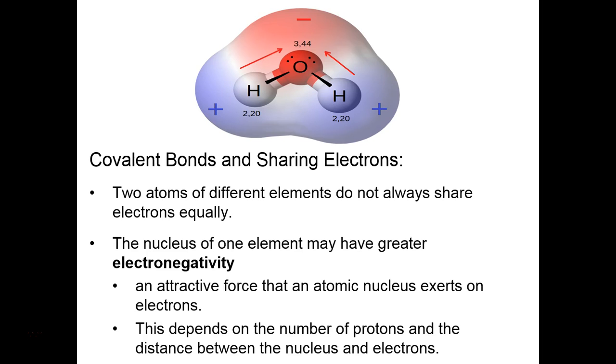When it comes to sharing electrons within covalent bonds, there are 2 different scenarios that can play out. The atoms may share the electrons equally, or not. The nucleus of one element may have a greater electronegativity than the other atom. This is when a nucleus exerts an attractive force on the electrons. This depends on the number of protons and the distance between a nucleus and the electrons. As we said earlier, protons are positive and attract negative electrons. If one atom in a covalent bond has more protons than the other atom, it will more likely attract the electrons within that covalent bond.